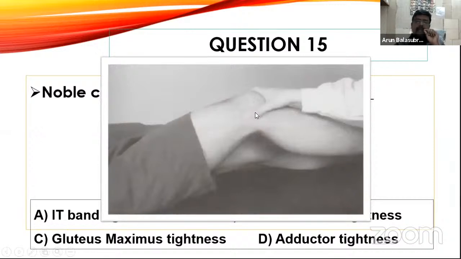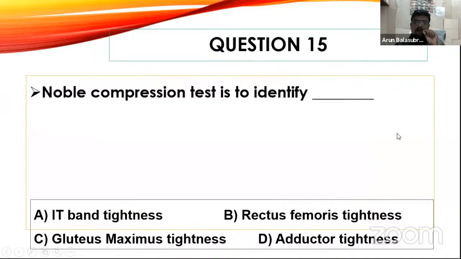The examiner palpates the lateral condyle of the femur. Ask the patient to extend the hip as well as the knee. Around 30 degrees of knee extension, the patient has severe pain on the lateral part of the knee. So what does this test signify? IT band, rectus femoris, or gluteus maximus? It's obvious that it is not gluteus maximus, and no rectus involvement. Either it is a combination of rectus or IT band. Everyone says IT band, and I also accept that it is IT band.